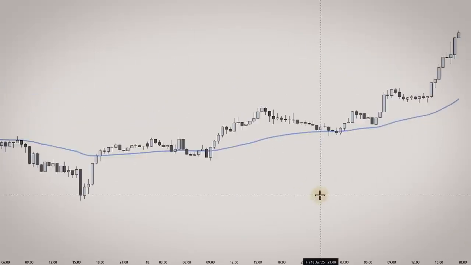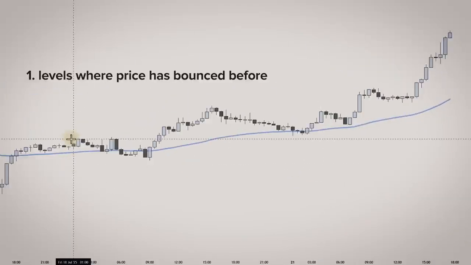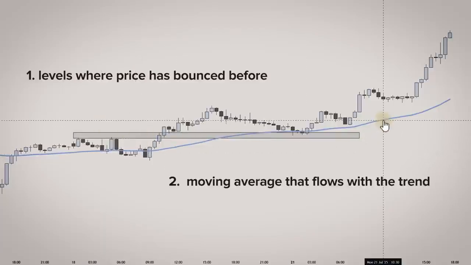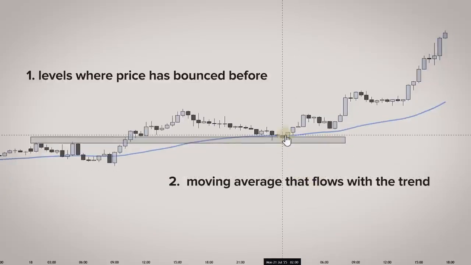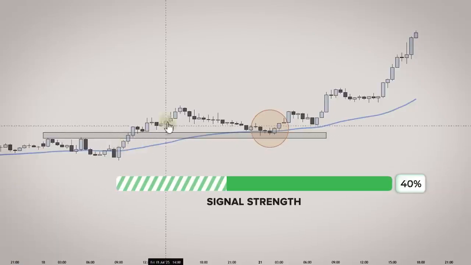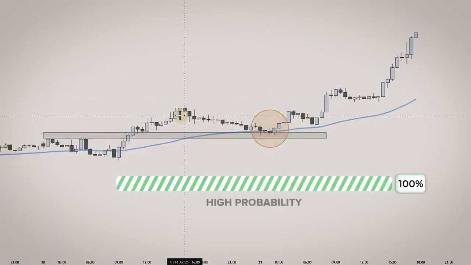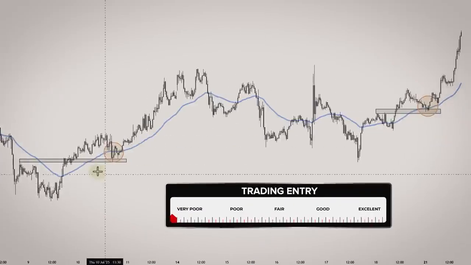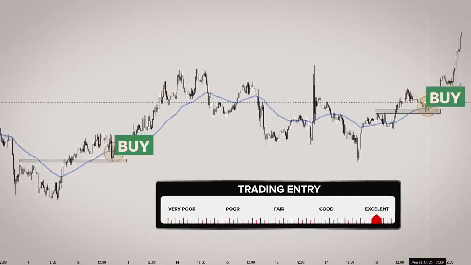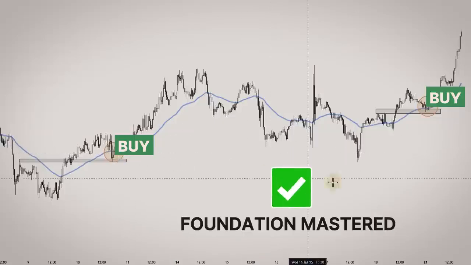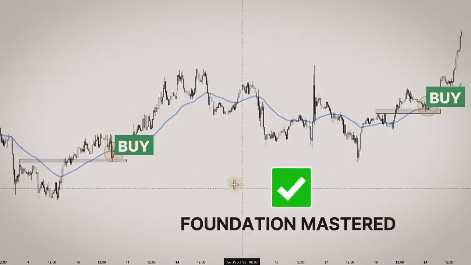The technique is dead simple. You mark your horizontal levels where price has bounced before. Then you add one moving average that flows with the trend. When these two intersect, you have a zone where institutional traders are watching. And suddenly you can see exactly where price has to make a decision. No confusion, no conflicting signals, just clean, obvious zones where something has to happen. You just learned the foundation that most beginners never discover.